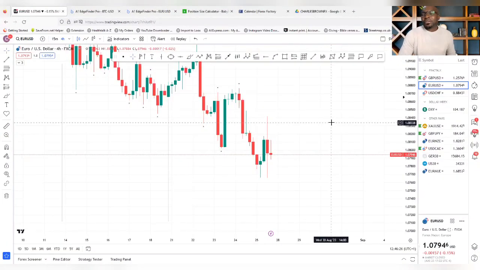This is Trader C Brown live, and we are in week 35, and I'm about to share with you the forecast on Euro USD. So let's get to it. I'm looking at my screen right now. This is the Euro USD chart on the 4-hour time frame. We want to be looking at the market, what we expect to trade this week on Euro USD.